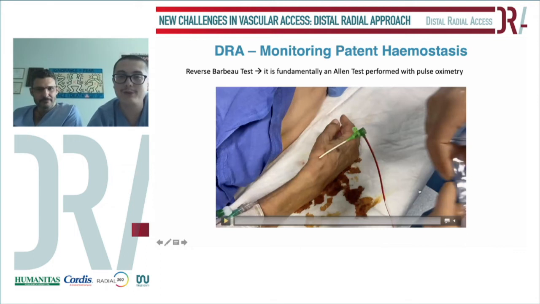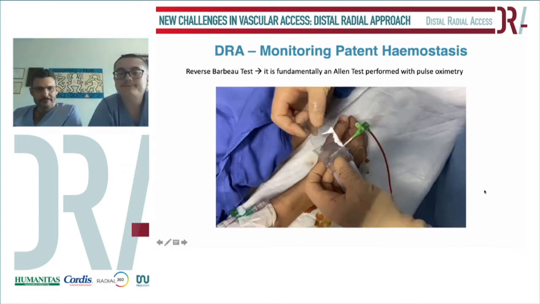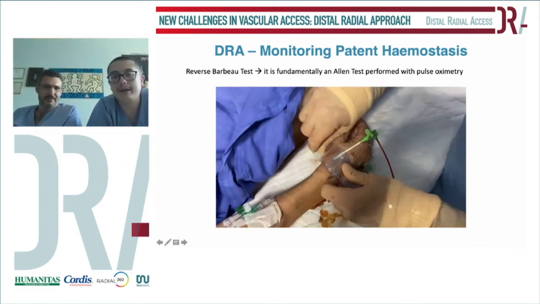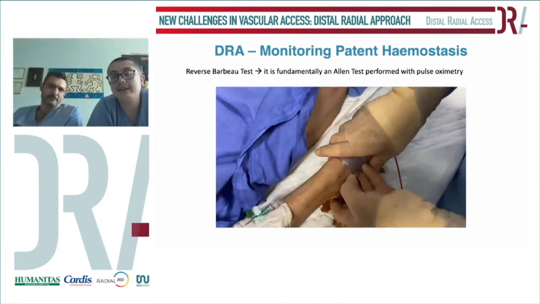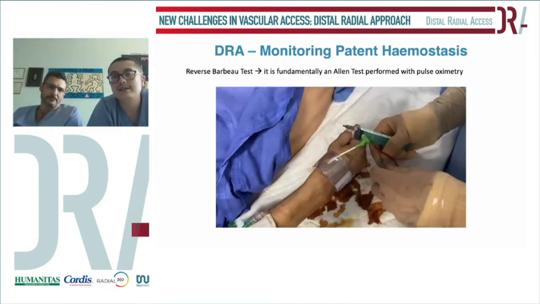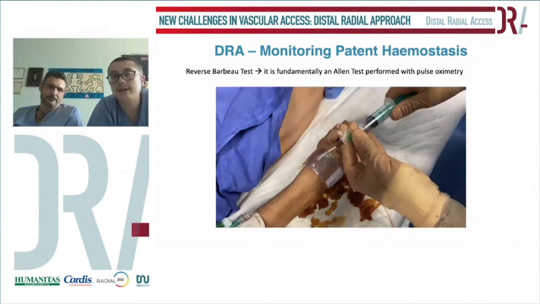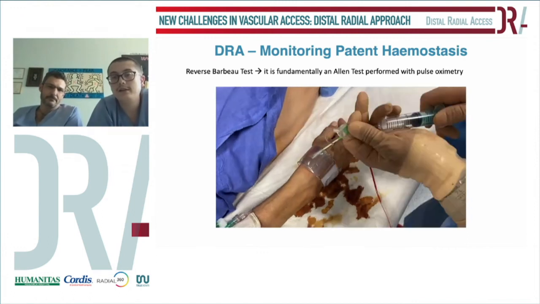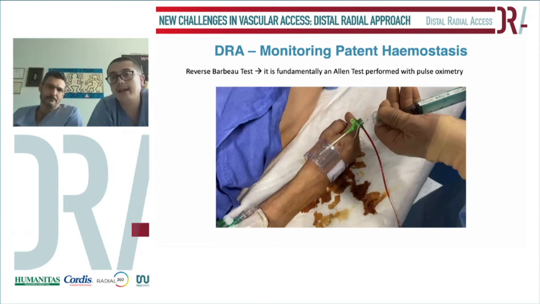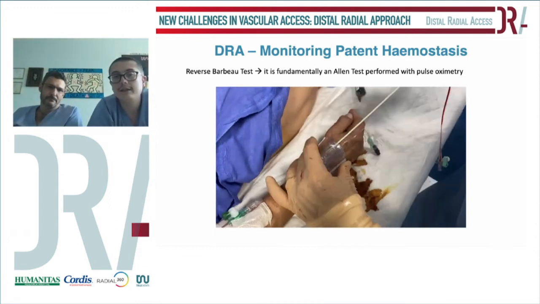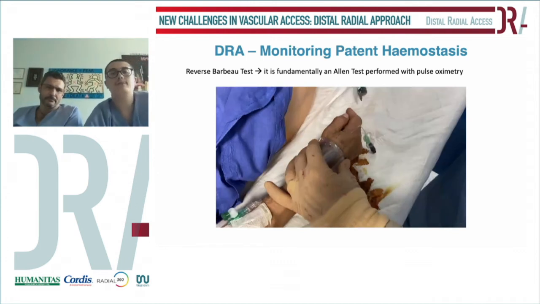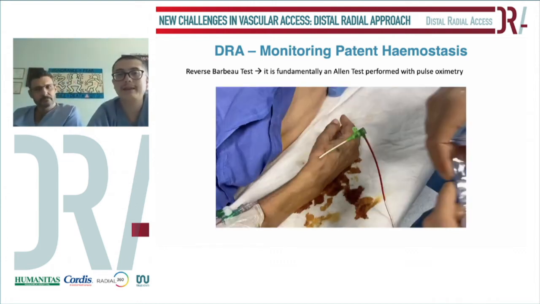I'll show you once again. So here, you put the TR band on. In this case, we started inflating 15, more or less 15 cc's of air. As you can see here, 15 cc's of air, inflation, and then withdrawal of the introducer sheath. Okay, and then let's move to check the patent hemostasis.